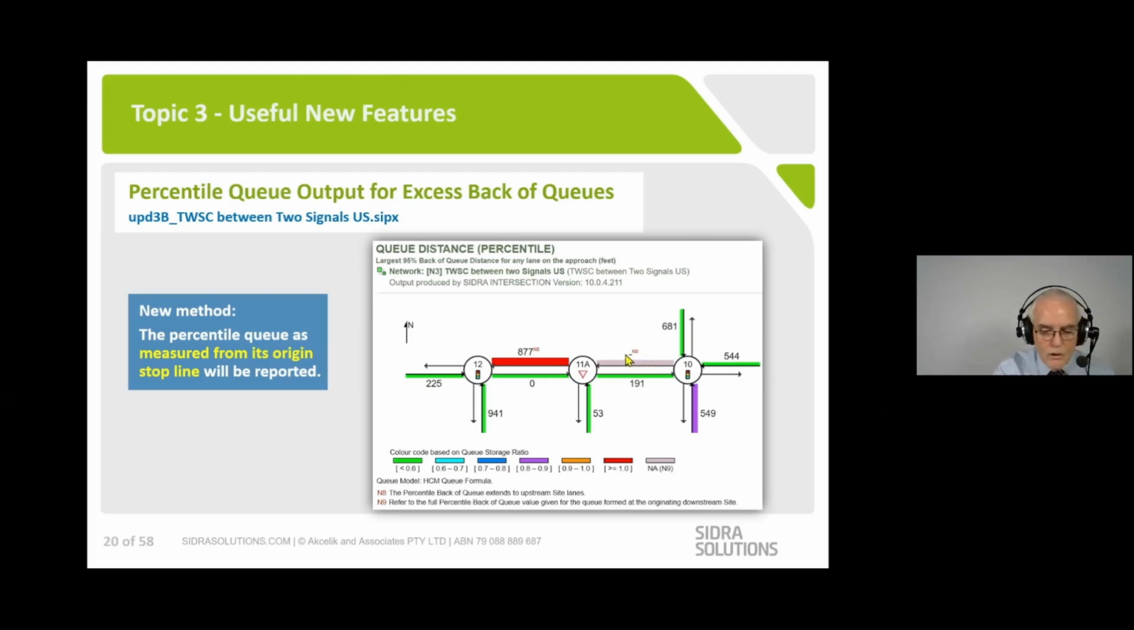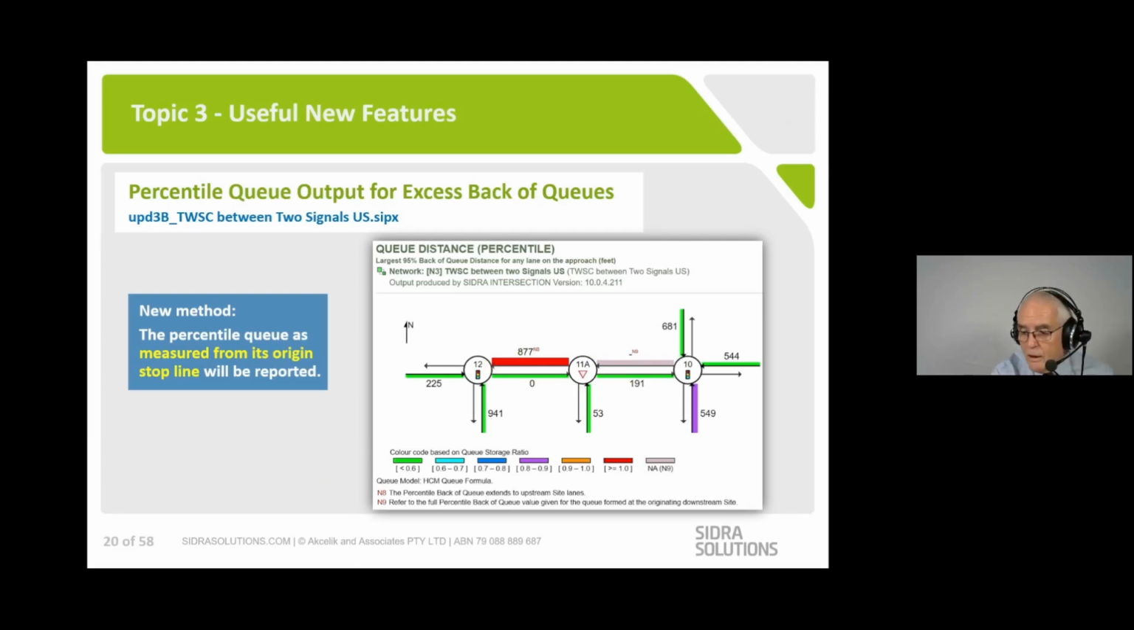It is important to understand that the average queue, which is average back of queue, is still constrained to the distance between the 2 sites. So this difference in version 10 relates to reporting of percentile queues.